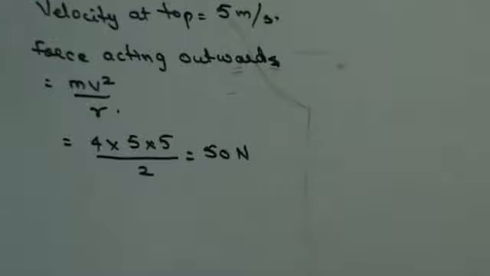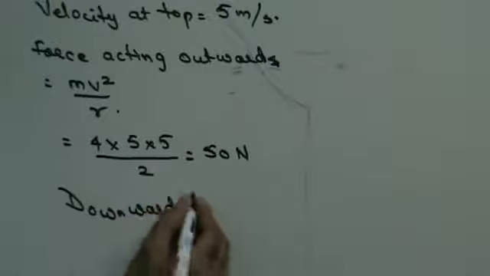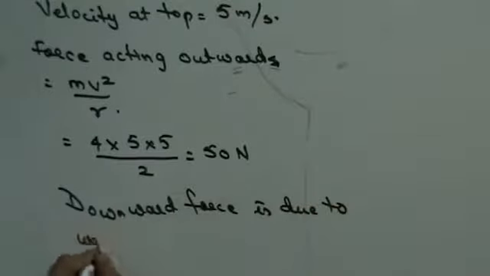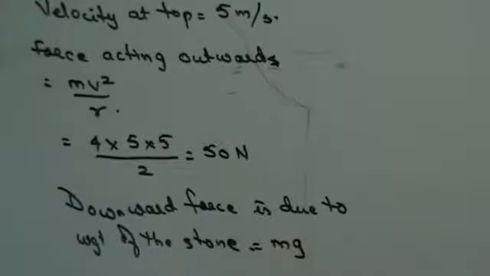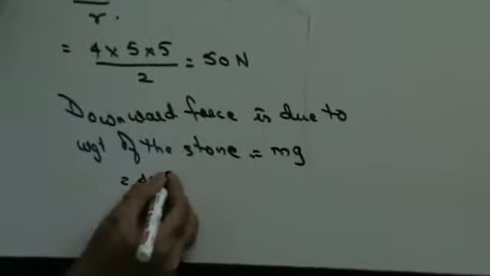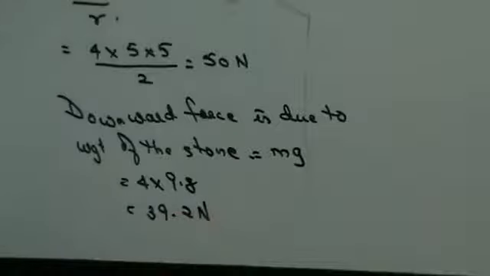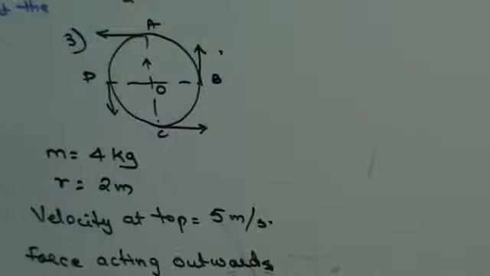Now, the downward force is due to the weight of the stone. So my downward force will be equal to mg, which is nothing but 4 into 9.8, which is going to be 39.2 newtons. Fine, do we get this thing here? So in that case, there is an upward force of 50 newtons, there is a downward force of 39.2 newtons.